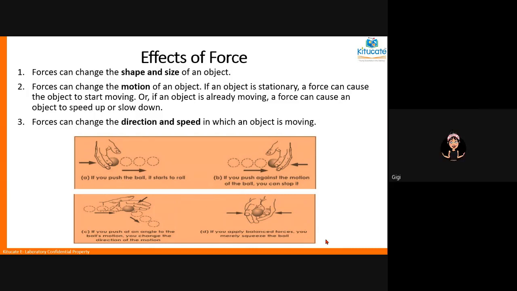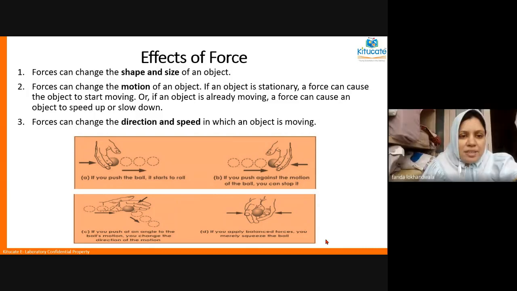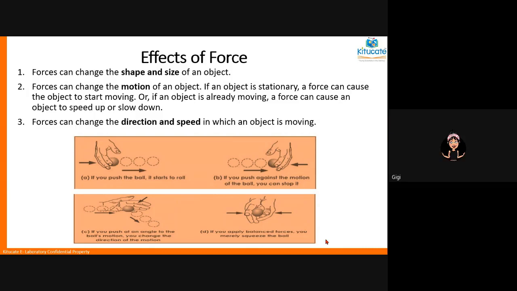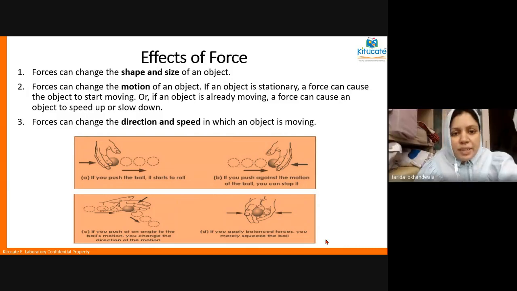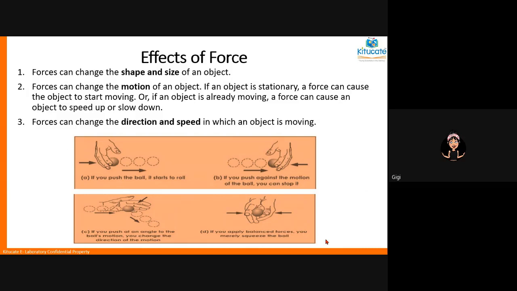Ma'am, I have a question. Yes, tell me. So like your bike example, you're going on a bike, you take a right turn, so you're changing the direction of your motion. Correct. And with the speed, if you choose to slow down, you're bringing the bike to rest. Is that correct? Yes, correct.